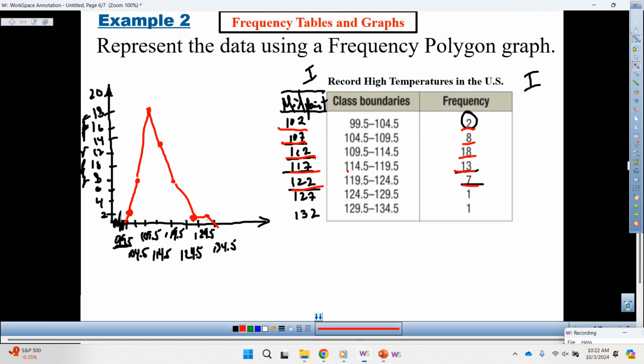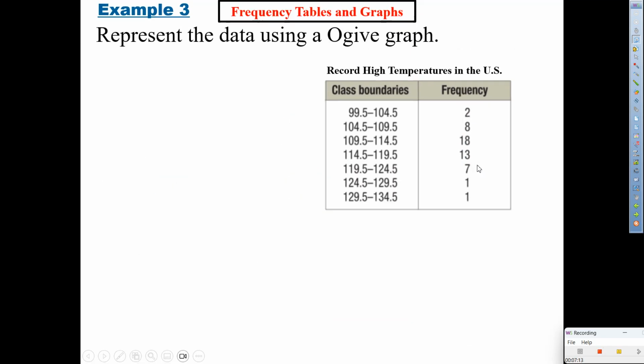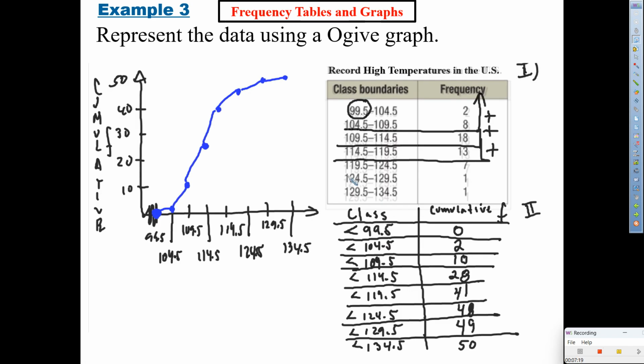And last but not least, Ogive. For Ogive, we do need to make a different table. We go below it. Make one column called class, the other one called cumulative frequency. And here we go. I start with my lowest value, look up. Lowest value is 99.5, so I write for my first class less than 99.5. Is there any data below 99.5? No, that's why I wrote 0.